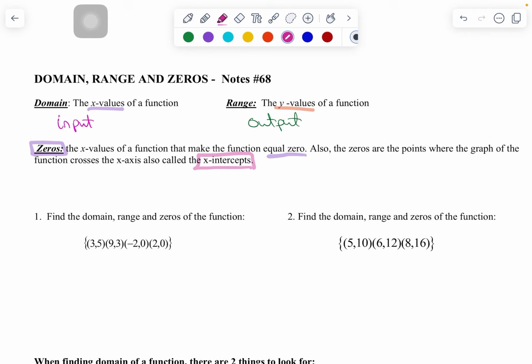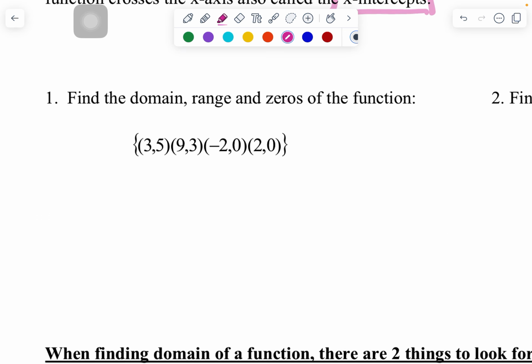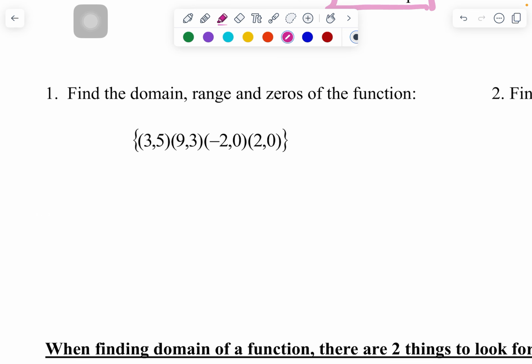Okay, so domain, your x values; range values are your y's; and then your zeros are the x values specifically that make your function equal to 0. So problem number 1 here, I am giving you a set of ordered pairs, and I'm telling you outright this is a function, so we don't have to worry about that. I want to know 3 things. I want to know the domain values, the range values, and also the zeros.